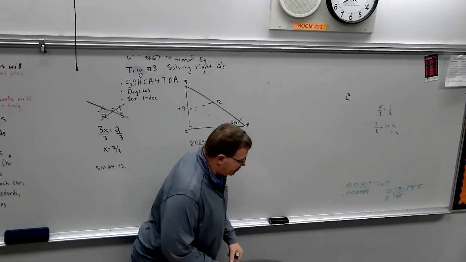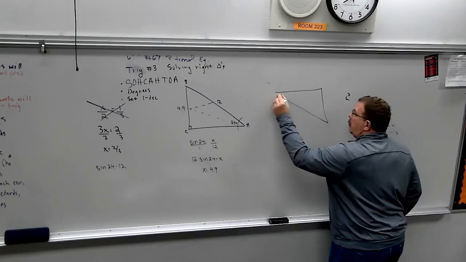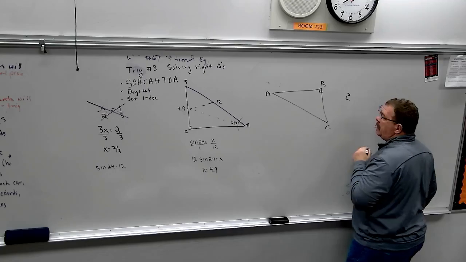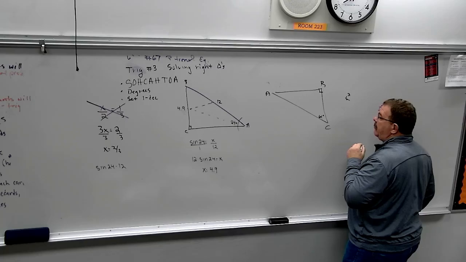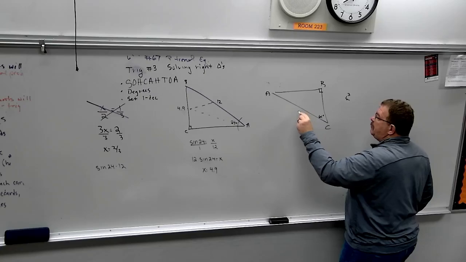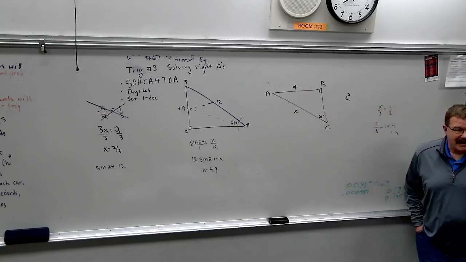Okay, how about this one? What if I did a triangle like so, call this A, this B, this C, however I want to label it. I put 61 degrees right there. And let's put X here and 4 there. This one kind of messes up people.